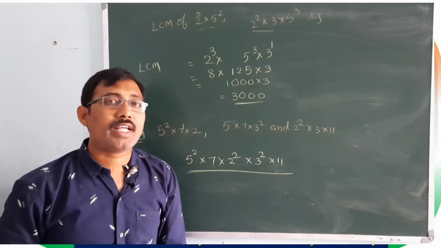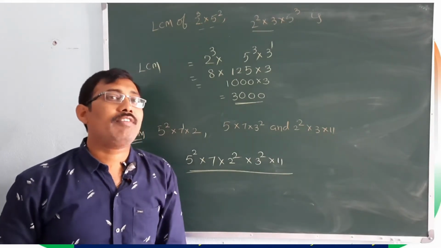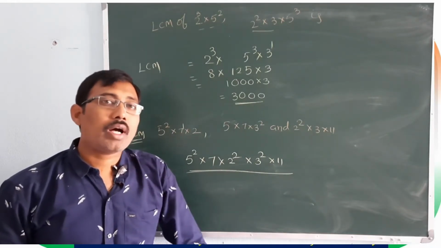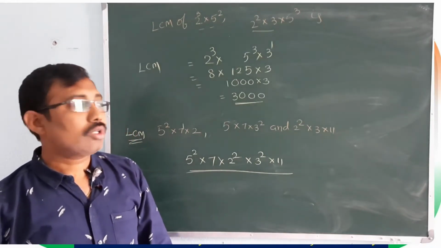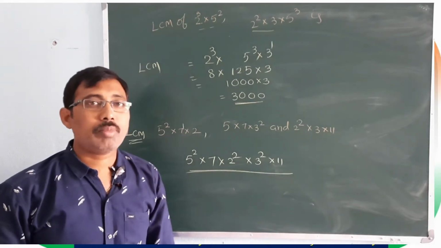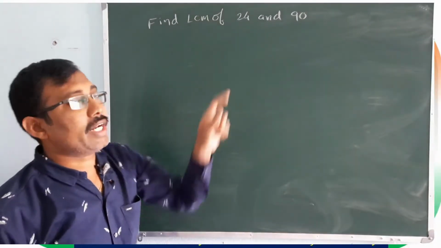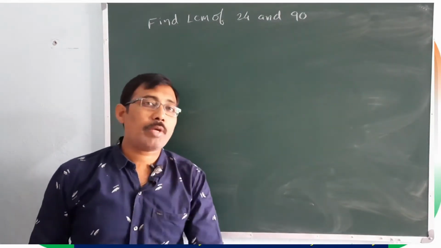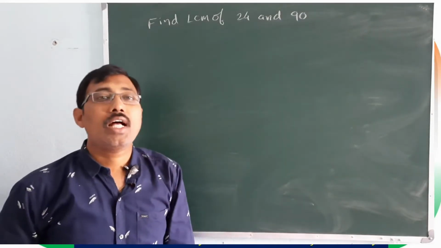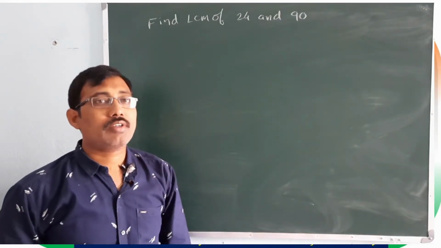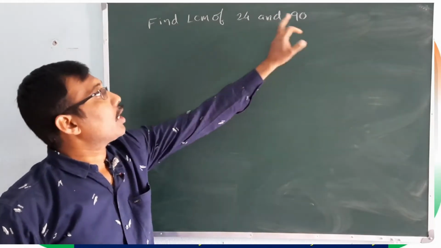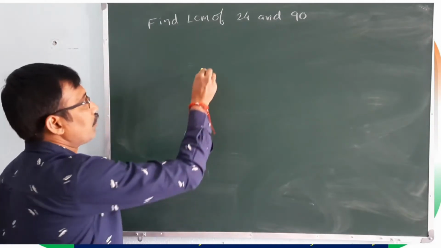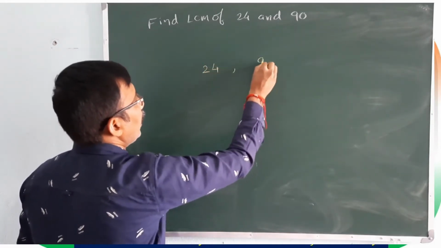Second method is the prime factorization method. Another method is the division method. This method is also sometimes easy, sometimes somewhat difficult. So the third method is the division method. Find the LCM of 24 and 90 by the division method. In the division method, the first step is to write the given numbers in a horizontal line separated with commas. So this one is the first step, 24, 90.